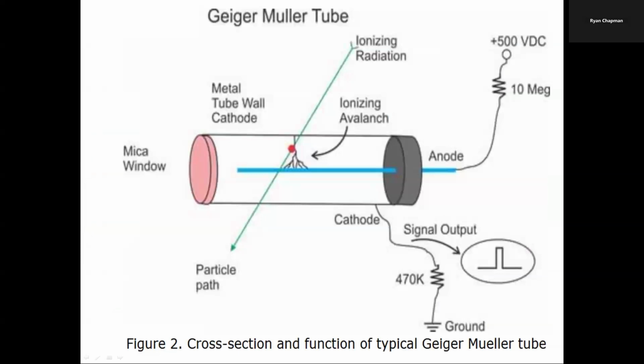So here is a diagram of our Geiger-Müller tube. You can see the cathode is the tube wall, and then we've got the anode coming into the middle of the tube. 500 volts is supplied across the tube, and then the output signal here is generated as a 5-volt pulse that is sent to the LED and speaker in the circuit, so the operator can know that they are detecting radiation. This detector will detect alpha, beta, and gamma, but not neutrons.